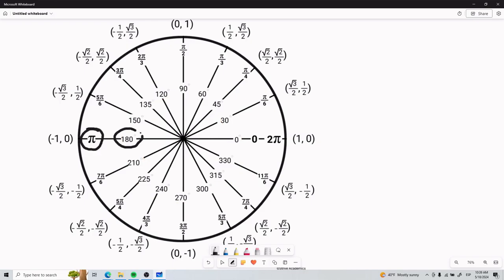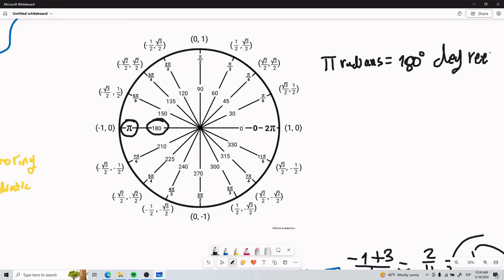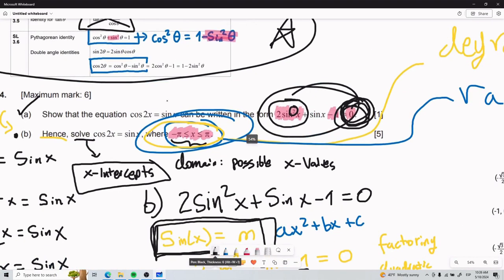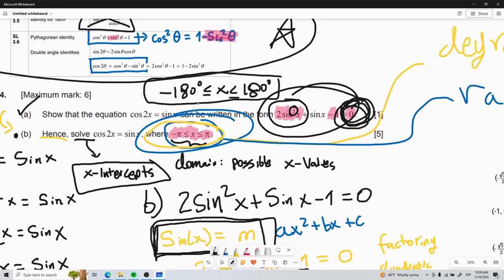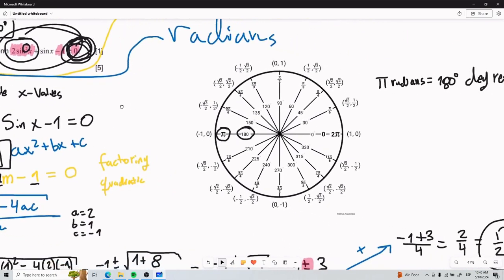Pi radians is 180. So pi radians equals 180 degrees. So technically what they're asking for over here is the answers where you have -180 degrees up until x equals 180 degrees. So these are saying the same thing. That's just a bit of context because I know you've probably seen that somewhere, and I need you to understand that pi radians equals 180. That's what I'm trying to tell you.